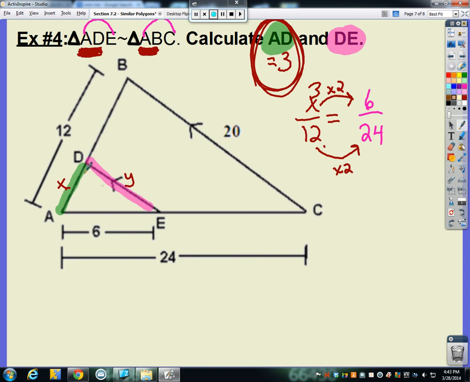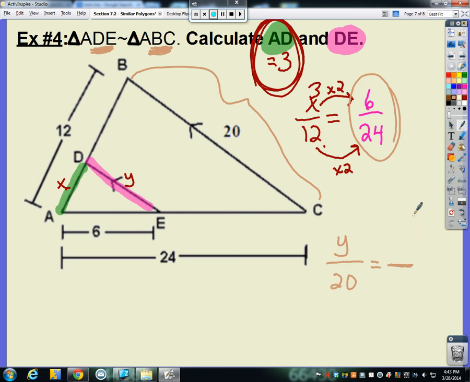All right, for the other one, DE. So I'm going to go ahead and write DE, which was y. Now DE, if I go look at my similarity statement, that was the last two letters. So I match it up with the last two letters of the other triangle, which is BC, which is the 20 here. So the y and the 20 have to go in the same ratio. Again, it could be 20 over y, as long as I'm consistent about how I'm setting up my ratios. Now again, I need another ratio where I know both numbers. So why not just recycle the 6 over 24 down here?